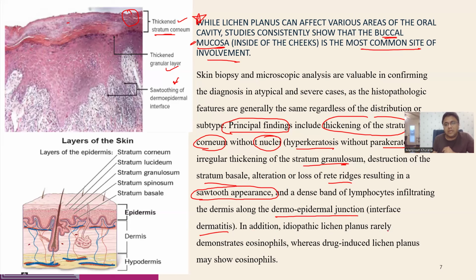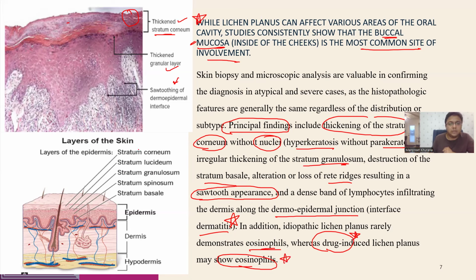In addition, in idiopathic lichen planus, eosinophils are rarely present, whereas drug-induced lichen planus may show eosinophils. So always remember, this can be one of the differentiating features. In idiopathic lichen planus the eosinophils are rarely demonstrated, whereas in drug-induced lichen planus, the eosinophils are there. Right. So this is the general overview.